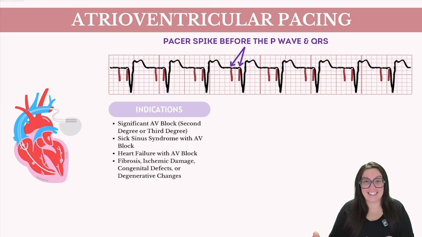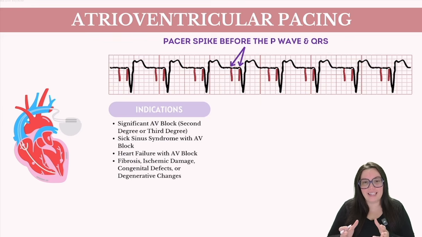And then we have atrial ventricular or AV pacing, and this is often referred to as dual chamber pacing because it involves the simultaneous and coordinated pacing of both our atria as well as our ventricles. So in this particular case, we are going to place one lead up here in the atrium and another lead down here in the ventricle.